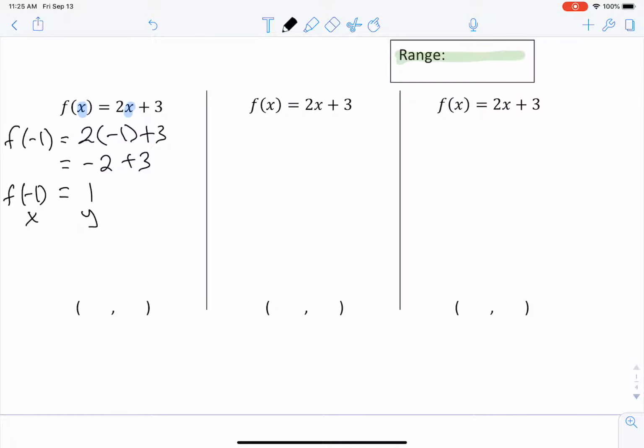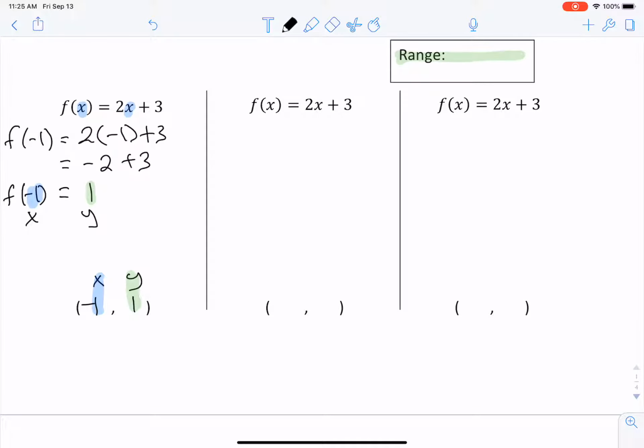We can also write this function notation as an ordered pair, x comma y, where this is x right here, and then our y is our output, which we put right here. So it's also the same thing as -1 comma 1.